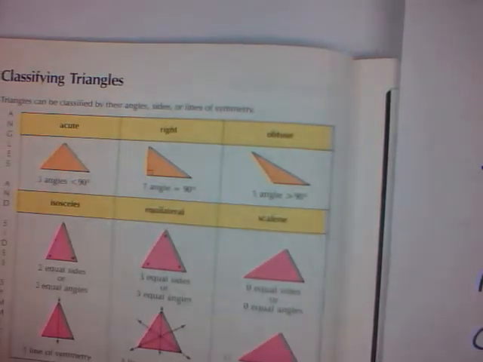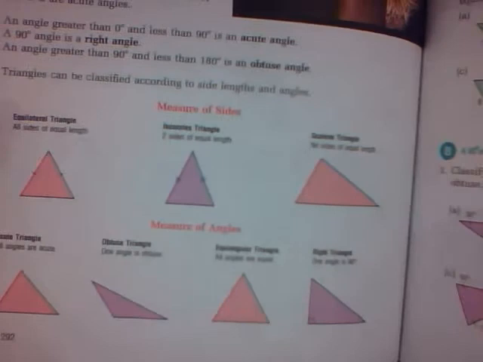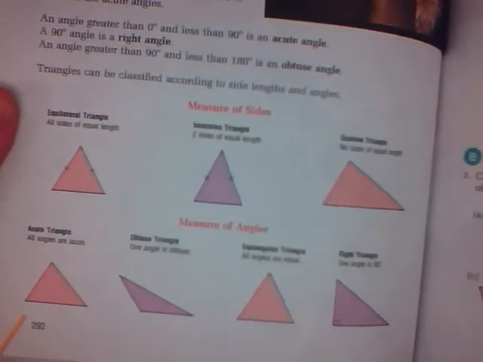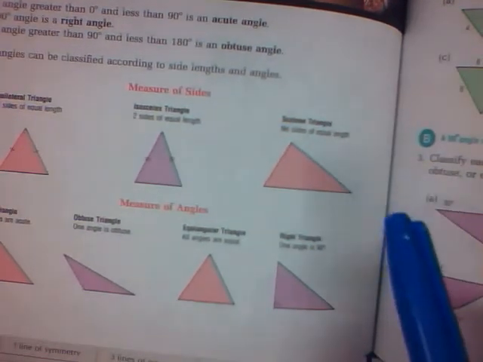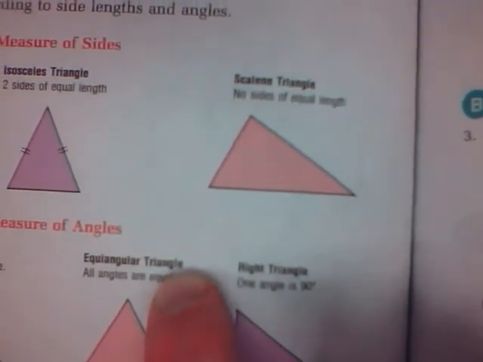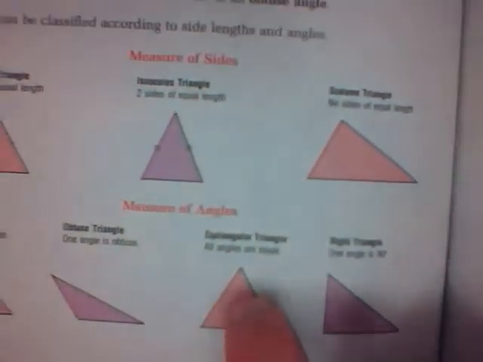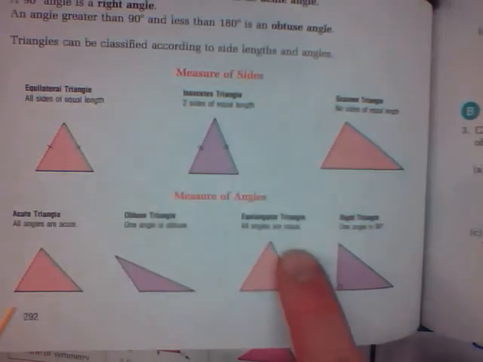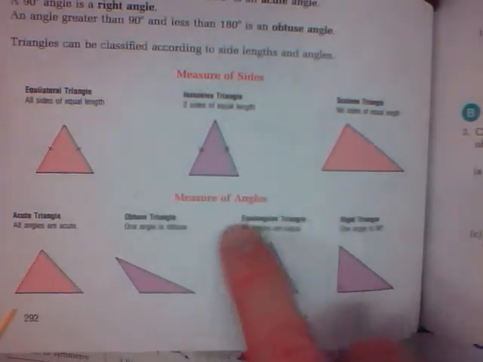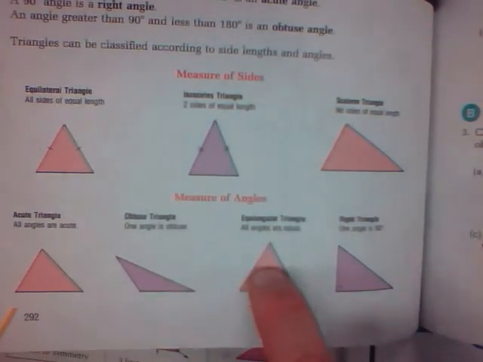Now I do have one other textbook that has another classification system. It is almost exactly the same. I don't like it as much because it doesn't include as much information, but it does have something that's not in the other ones, and that's this one right here. The equiangular triangle. All angles are equal. And that happens to be this and this. The equilateral is equiangular. Not very common, but it does exist, and you need to be aware of it.